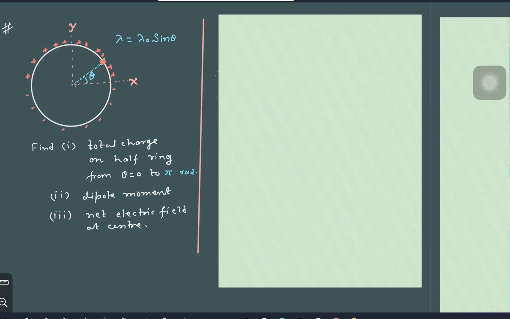Second part, dipole moment. Because you can prove that charge on this portion will be the same as the magnitude of charge on this portion, but this will be negative. So total charge is 0. So this system will act as a dipole, and we have to find dipole moment of this system. And next question is net electric field at the center.